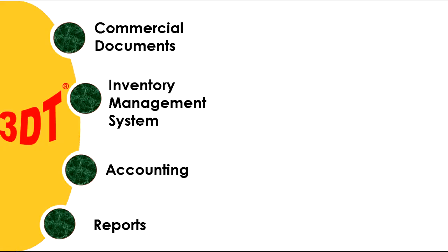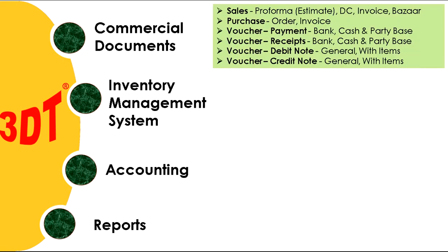The features of 380 could be categorized into these four buckets. In commercial documents, we have some further subclassifications like sales, which supports Proforma, DC. We have two types of invoicing system called Invoice and Bazaar. In purchase, we support purchase order, we support purchase invoice.